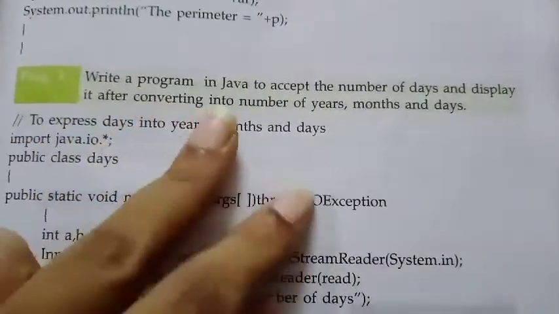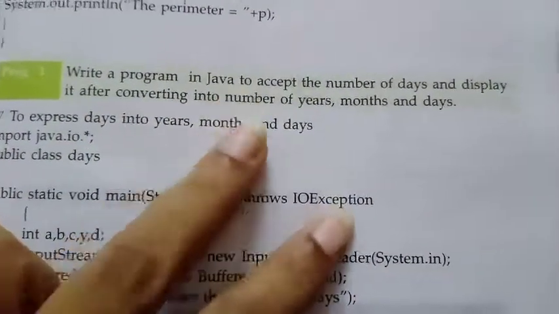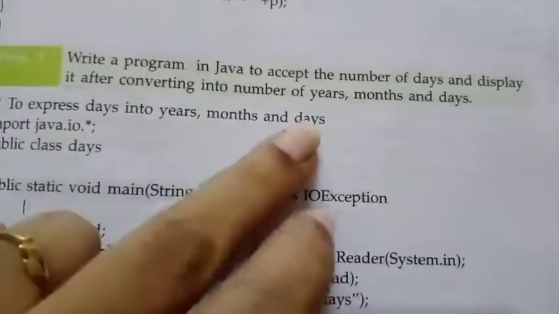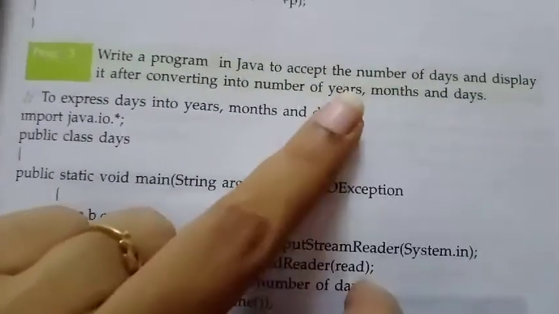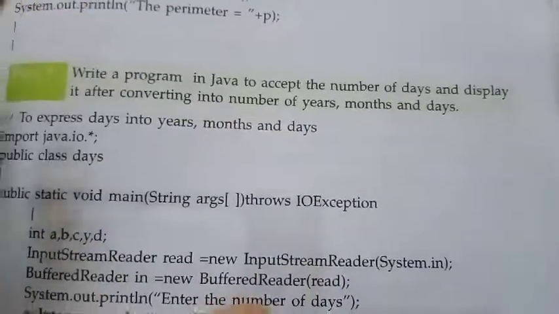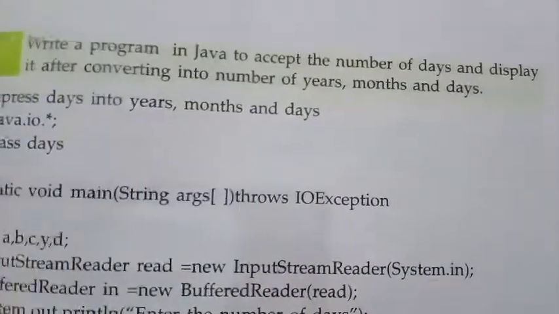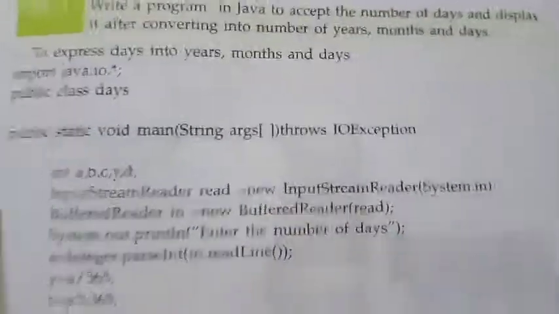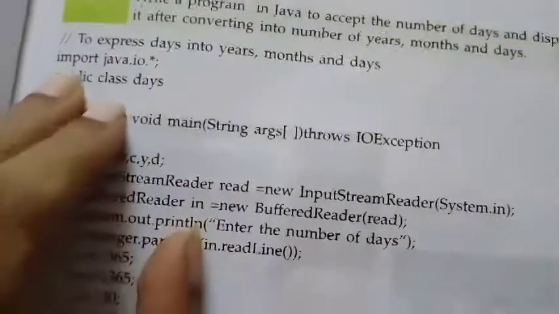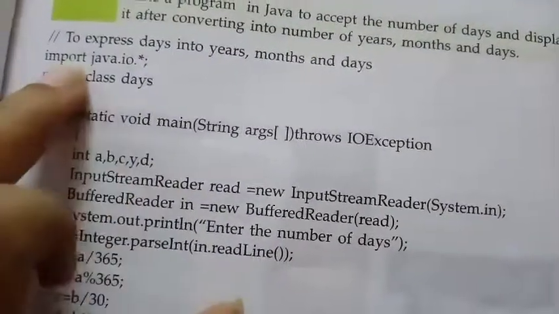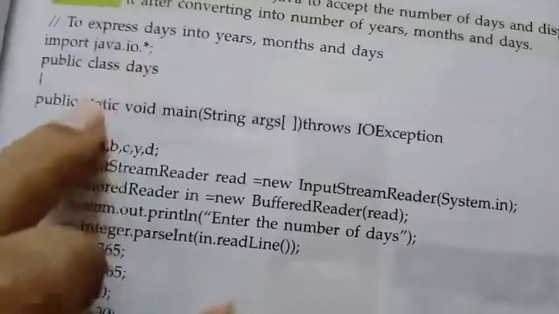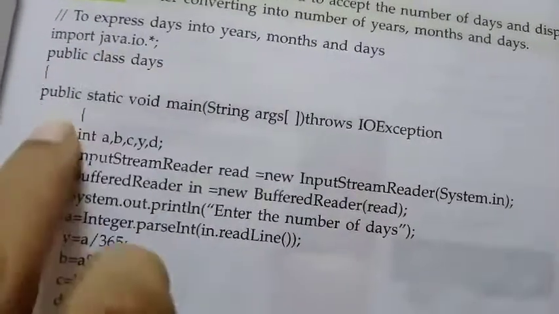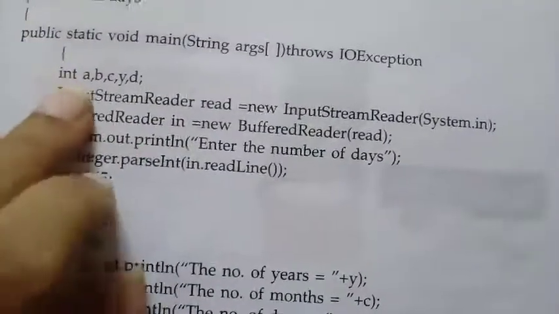Program 3 is to accept the number of days and display it after converting into number of years, months and days. We are going to get a certain total number of days and convert it to how many years, months and days are present in that numeric value. So again we are using the InputStreamReader class, so we have to import java.io. public class days is your class name, this is your main function declaration, and this is your variable declaration a, b, c, y and d.